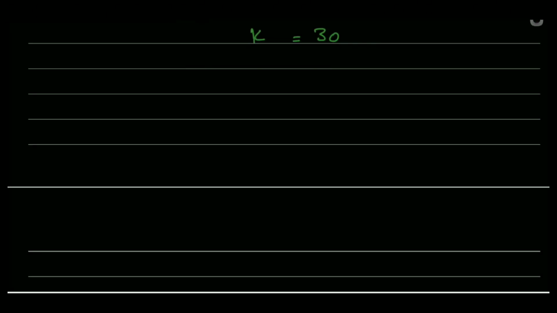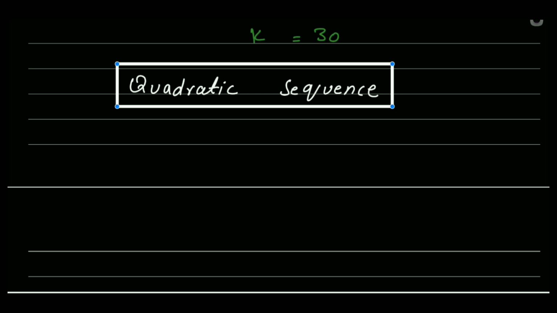Okay, now we will discuss quadratic sequence. Quadratic sequence is the sequence in which second difference is same, or you can say the difference between the difference is same. In arithmetic sequence, first difference will be same. In quadratic sequence, second difference will be same.